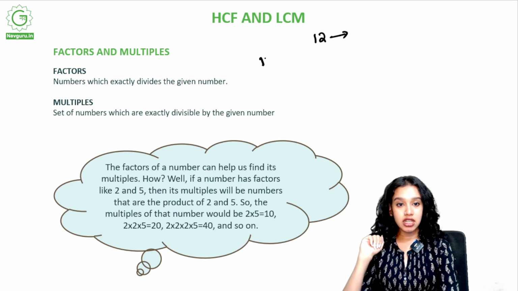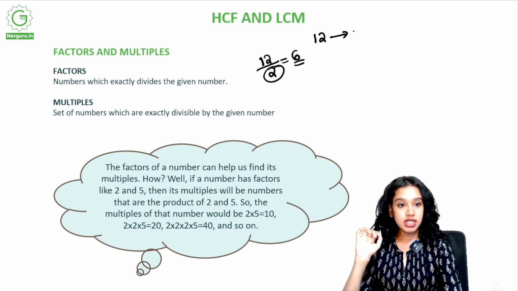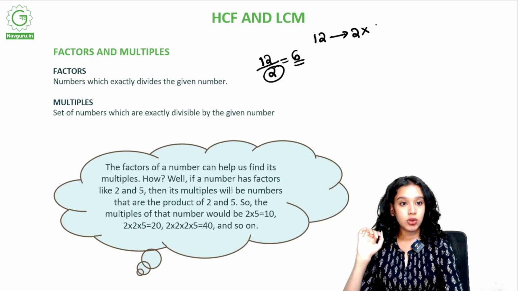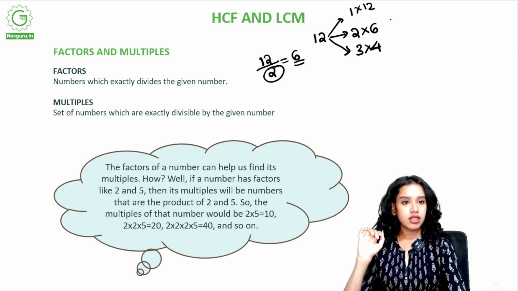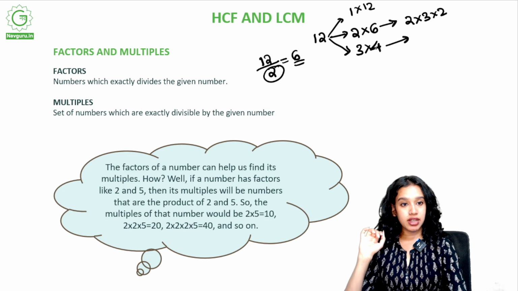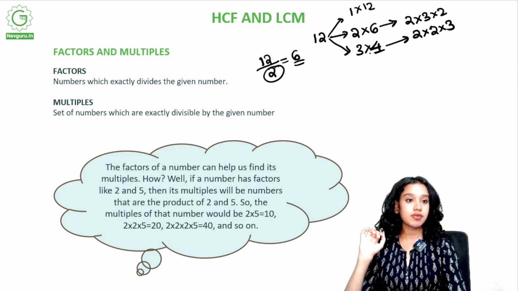If I'm taking 2, 12 divided by 2 is equal to 6, and there is no remainder, so 2 is a factor of 12. We could write 12 as 2 into 6. We could write it as 3 into 4 too. We could write it as 1 into 12. We could also simplify this into 2 into 3 into 2, and this could be factorized again, 2 into 2 is 4, and 4 into 3.